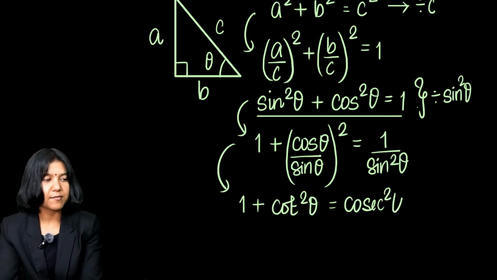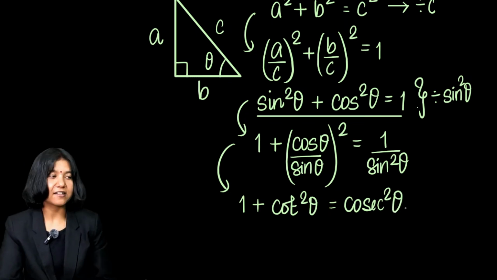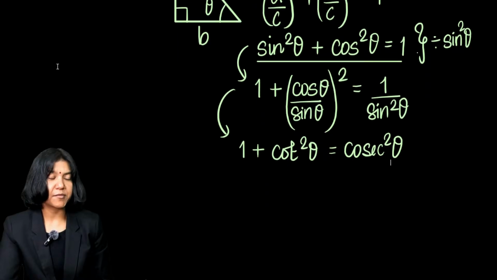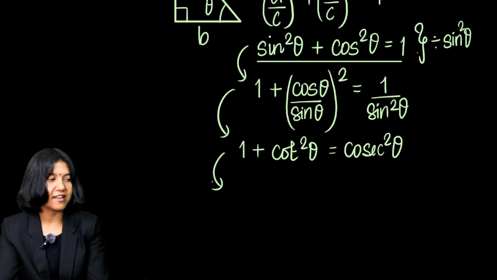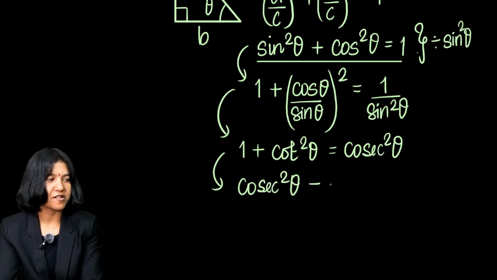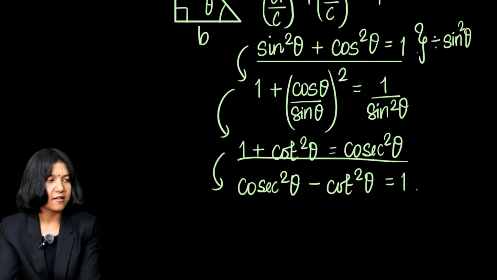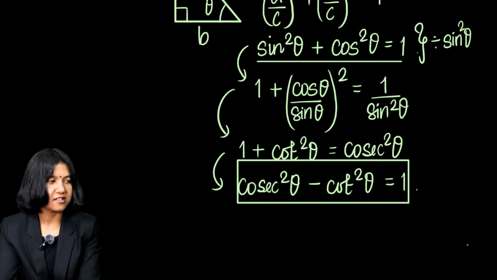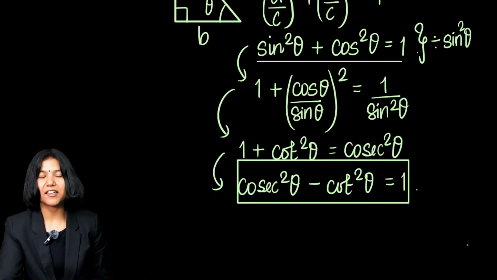This gives me my next identity. In fact, I tell my students how to remember this: it's like subtracting the higher letter words with the small letter words, and taken in order, their difference is always 1. This gives us the second trigonometric identity.